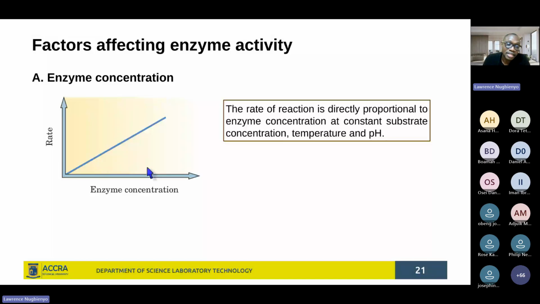What it means is that as the concentration of an enzyme increases, once there is substrate there and you have enzyme concentration increasing, it means that there will be more enzyme molecules to act on more molecules of a substrate. And so the rate of the reaction, the speed of the reaction, will continue to increase with increasing enzyme concentration. That's what it means.